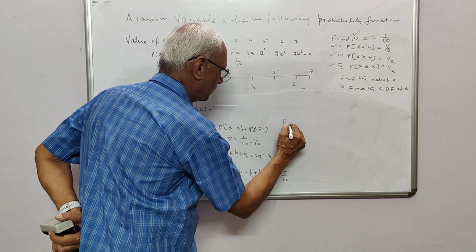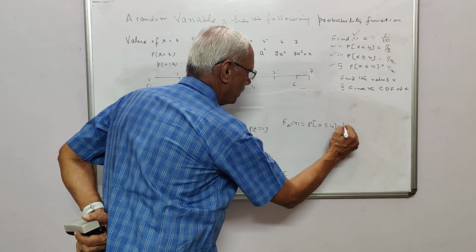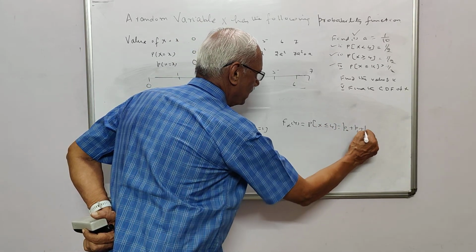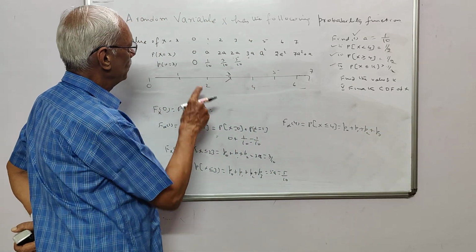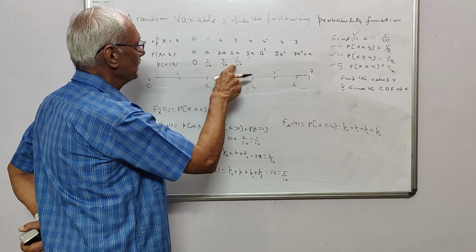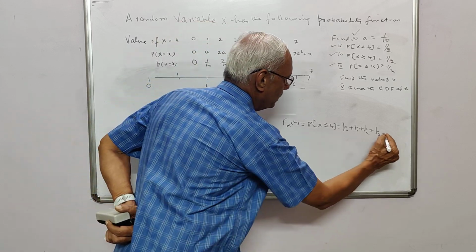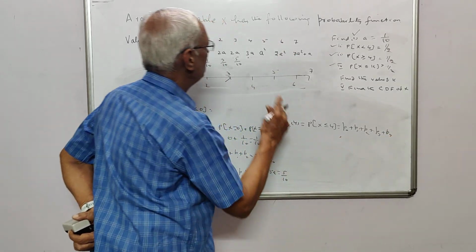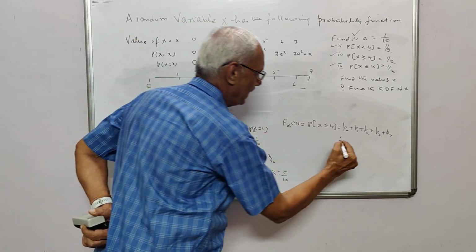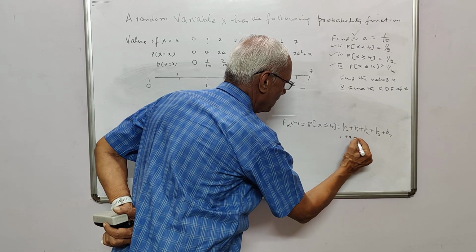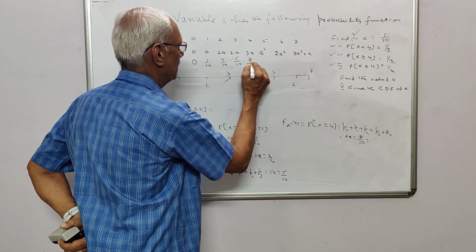Then F_X(4). So this is equal to P of x less than or equal to 4. P0 plus P1 plus P2 plus P3. Okay. 1 means this, 2 means this, 3 means this, 4 means this one, P3. Here 3 means 4. So this is up to 4. So 3 plus 2, 5, 5 plus 2, 7, 7 plus 1 is 8, and that is equal to 8 by 10. See, I will put it here.